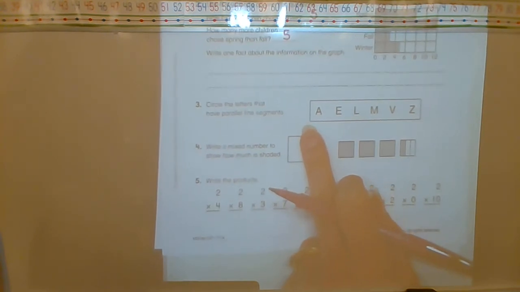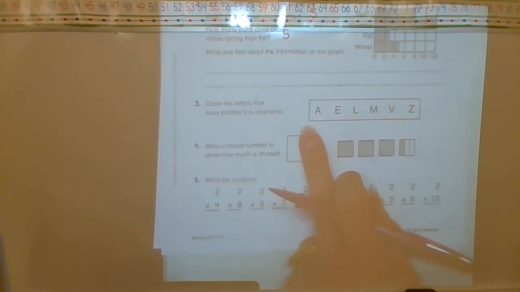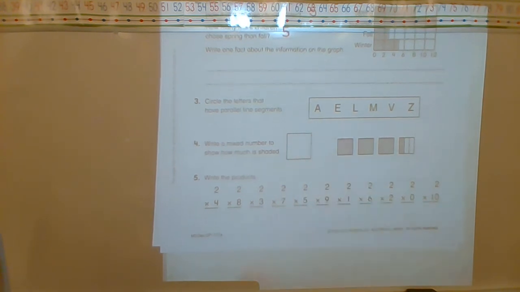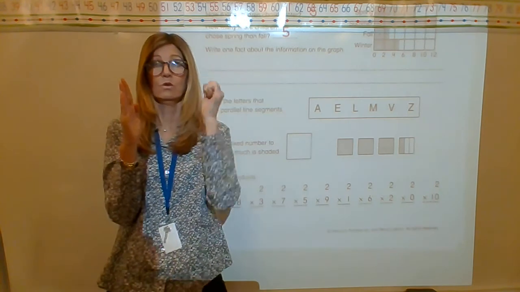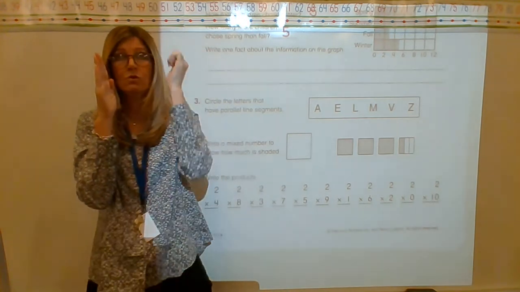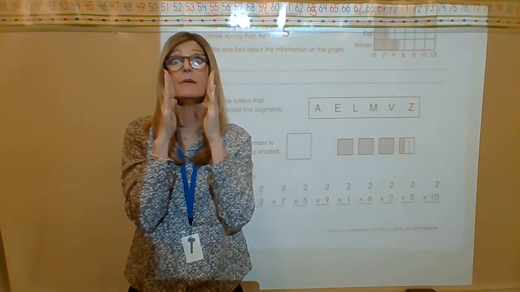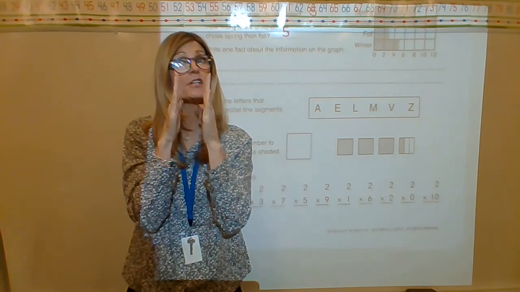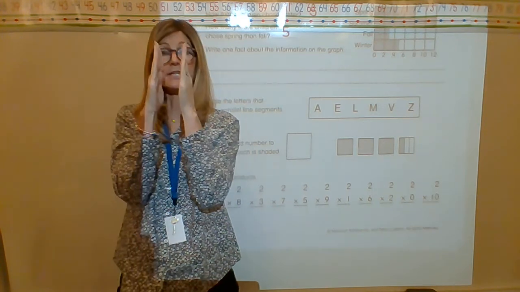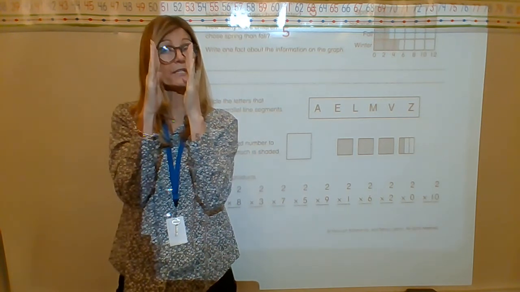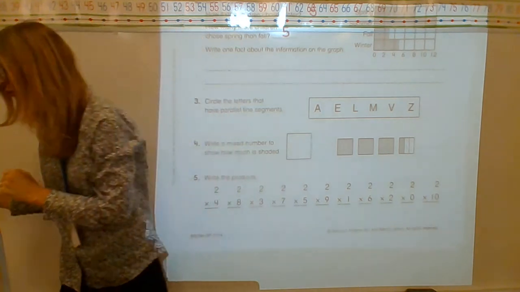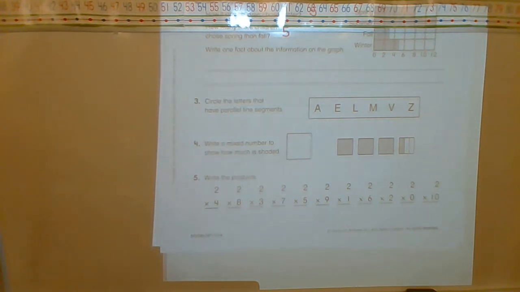All right, number 3, circle the letters that have parallel line segments. Parallel. Remind me, first grade, parallel. Woo woo, train tracks. What do parallel do? That's right, run side by side, never crashing, never moving away. They stay the same. Train tracks. Woo woo. Can you circle the letters that have parallel line segments?